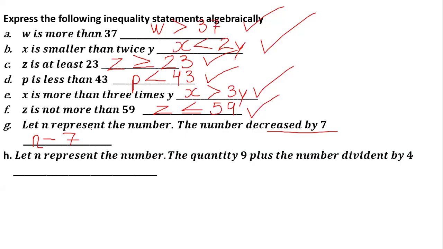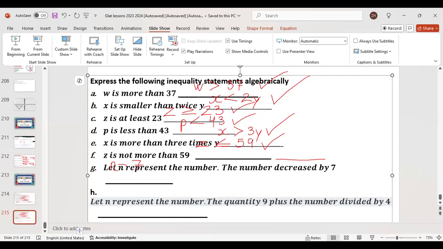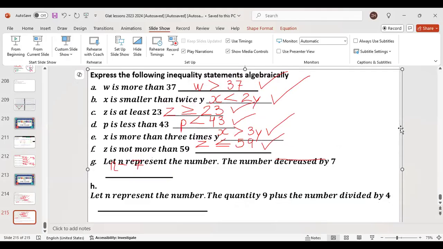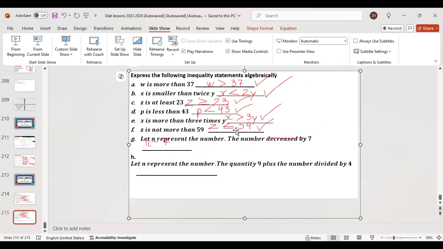The quantity. First of all, let n represent the number. The quantity 9 plus the number divided by 4. Okay. Let me put this up. Only one person answered so far. What is it? 9 plus n divided by 4.